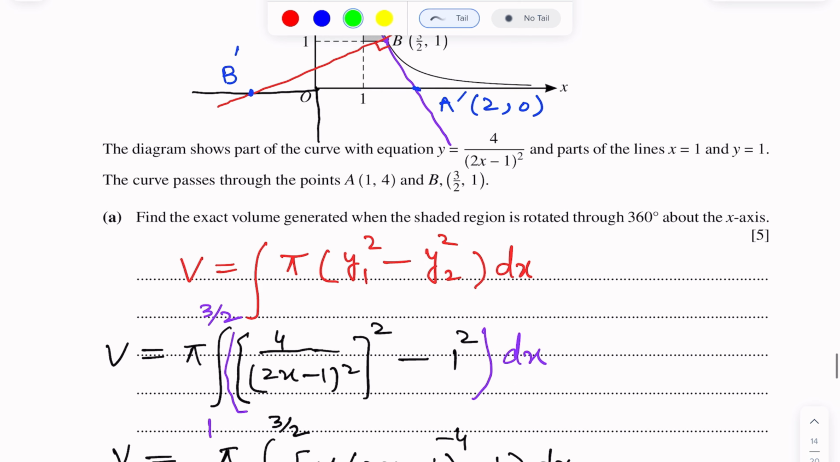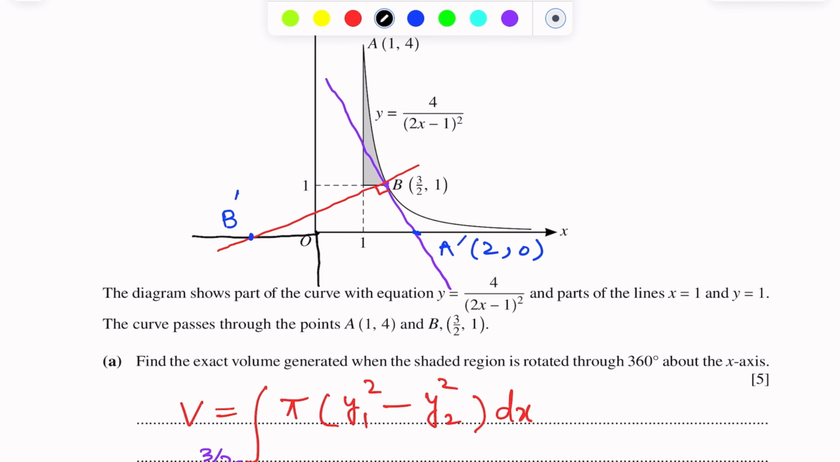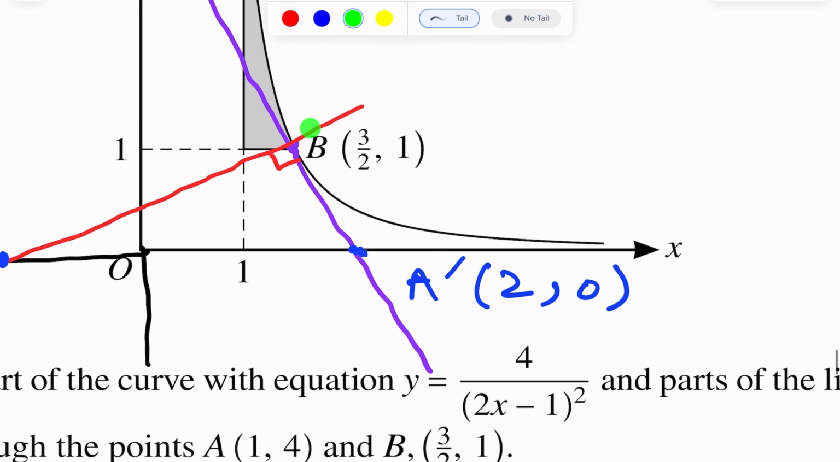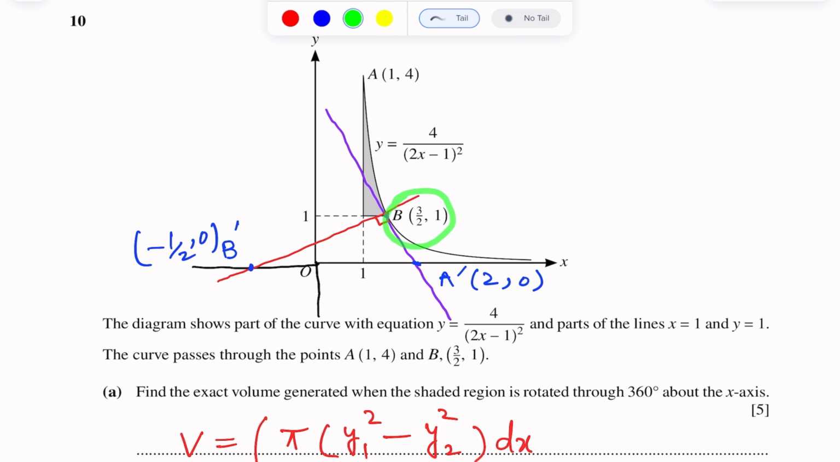So the x coordinate of B dash is negative 1 over 2 and the y coordinate is 0. So we are writing here the coordinates of point B dash: minus 1 over 2, 0. These are the coordinates of point B dash, minus 1 over 2, 0, and the coordinates of A dash are 2, 0, and the coordinates of point B are also given. So we have all the coordinates of this right angle triangle.